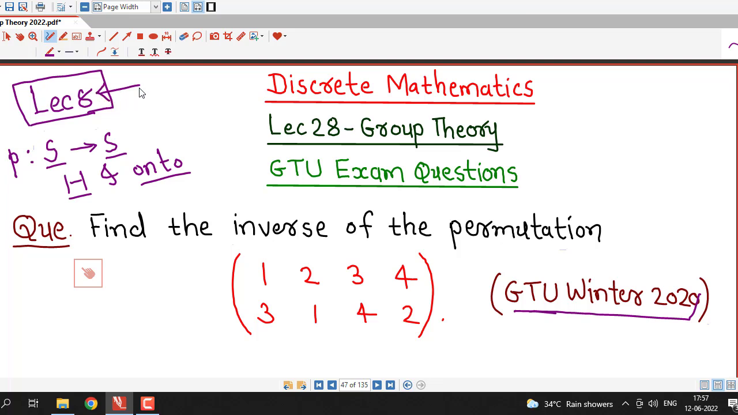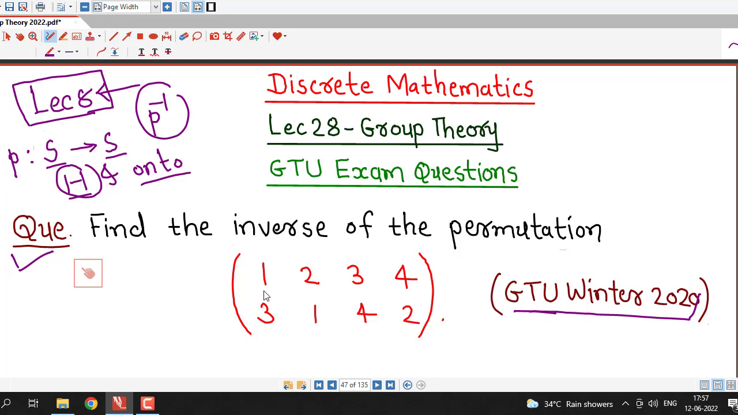So if you have not seen that lecture, I suggest you to watch that lecture number 8 first and then go for this lecture. Now we know that permutation is a function from one set to that set itself, which is 1 and onto. Therefore it is always invertible, that is its inverse always exists. And sometimes they ask you to find out inverse of this type of permutations. So we will see how to find out inverse of this permutation.